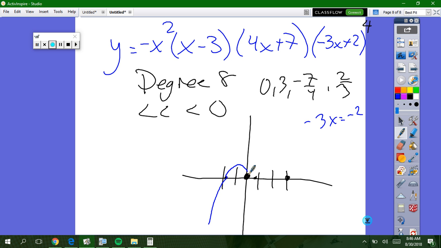We come over to 0. His multiplicity is what, Noah? 2. So therefore, should I bounce or cross? Bounce. The 2/3. Bounce or cross? Bounce. 3. Cross. Do I end up with the end behavior I'm needing? Pretty interesting, isn't it?